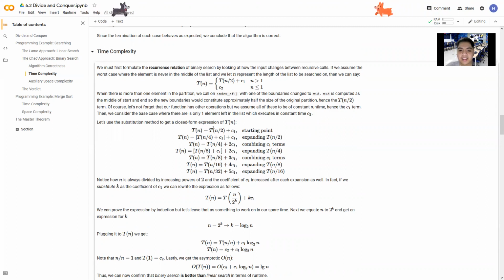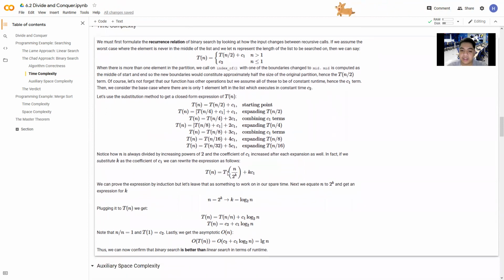Now, notice that the T of n over something term is always divided by something that's a power of 2. And if you notice, the coefficient of c1 is actually the exponent of that specific power of 2, which means that 32 is 2 to the 5, 16 is 2 to the 4, 8 is 2 to the 3, etc. So we can rewrite this as this expression over here. So T of n over 2 to the k plus k c1 is our T of n.